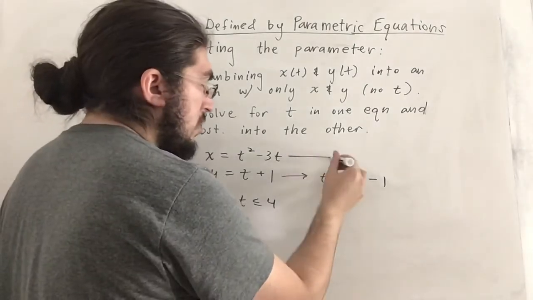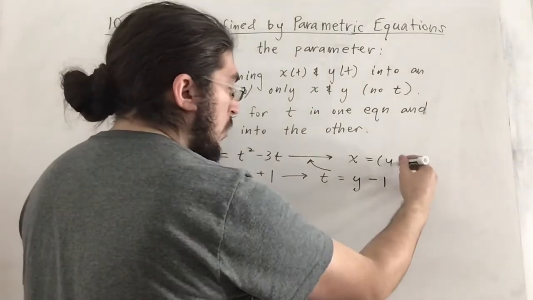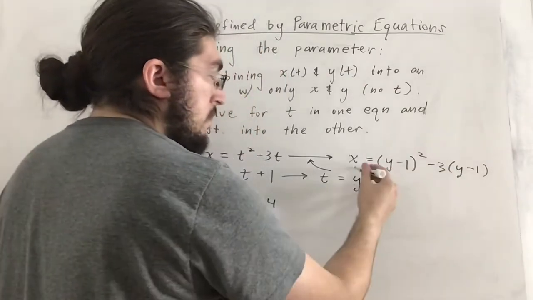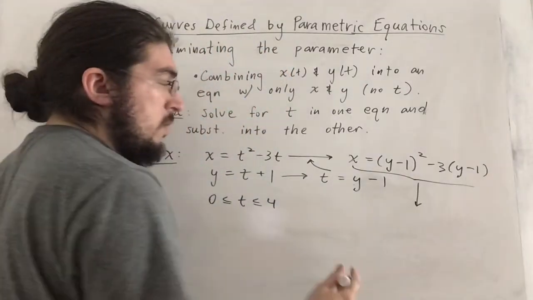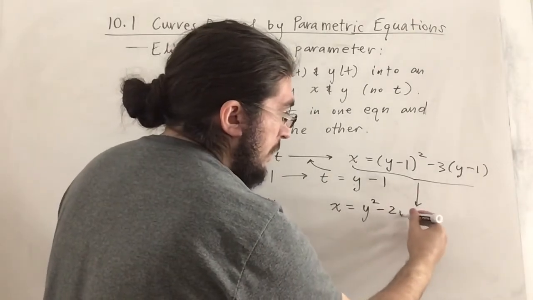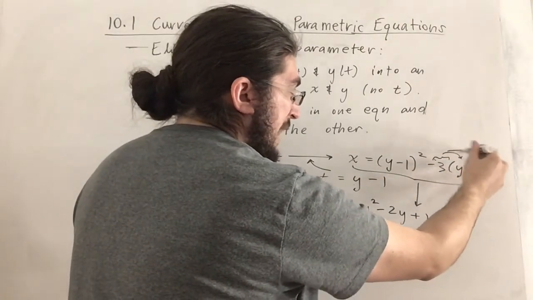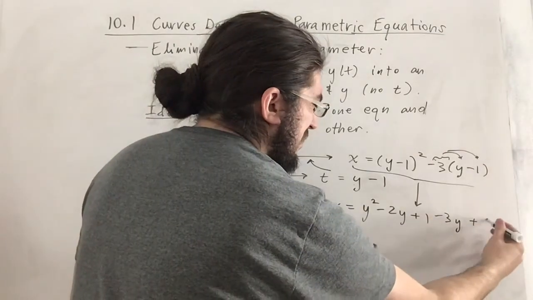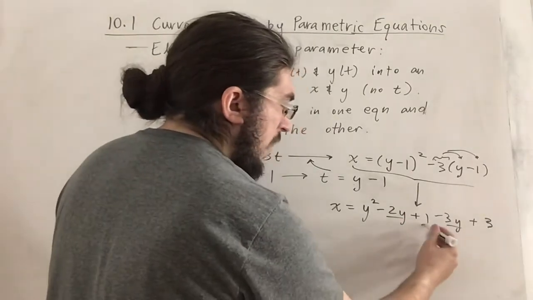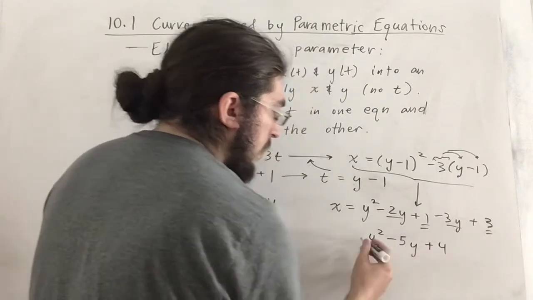Then plugging this into the top equation, we will get x is equal to t squared, which is now (y minus 1) squared minus 3 times (y minus 1). So if we look at this equation now and we try to simplify things, what do we get? Well, we'll get x is equal to (y minus 1) squared, which is y squared minus 2y plus 1. Good, that's just expanding it out. Distributing the negative 3, we get negative 3y and positive 3. And good, so now combining like terms, these combine to negative 5y and these combine to 4. So it's y squared minus 5y plus 4.